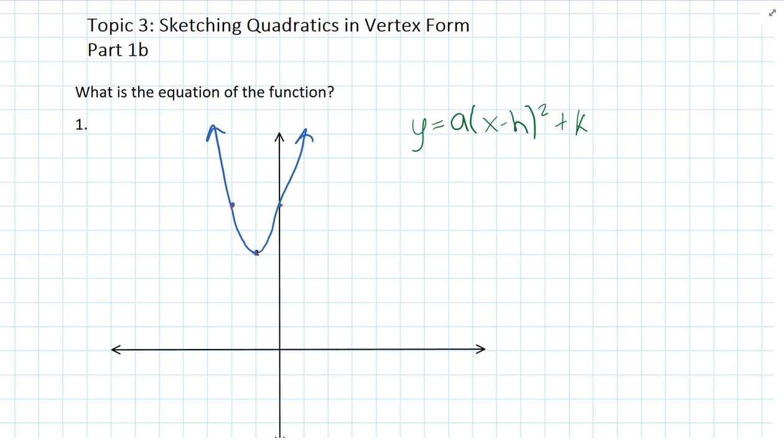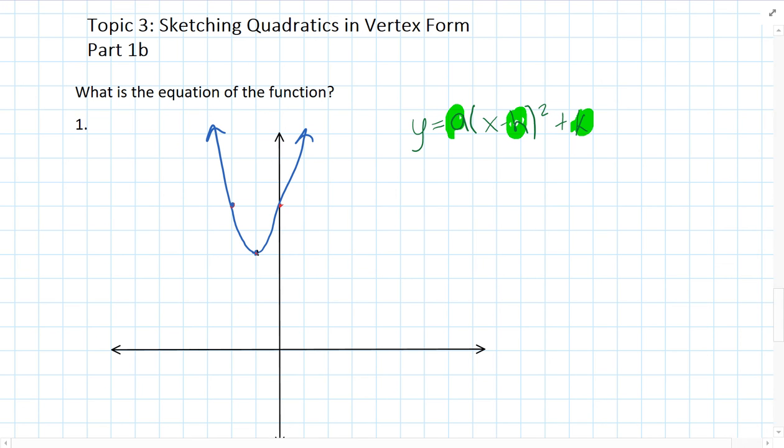So over here on the left, I've got my graph of my quadratic function, a nice parabola, and what I want to do is I want to find all three parts of this. So I want to find my a value, I want to find my h value, and I want to find my k value, and then I'm going to plug those back into the equation.